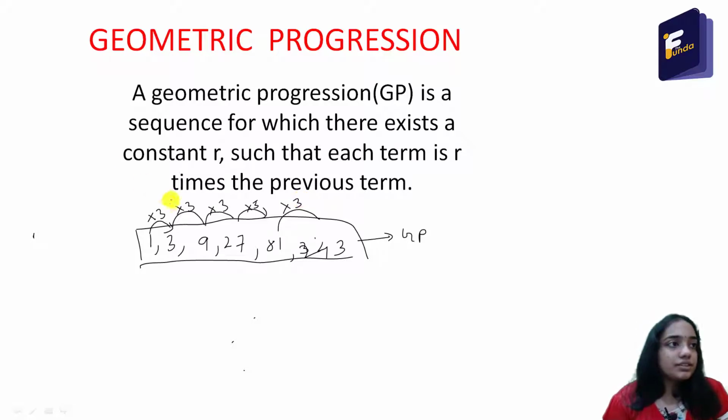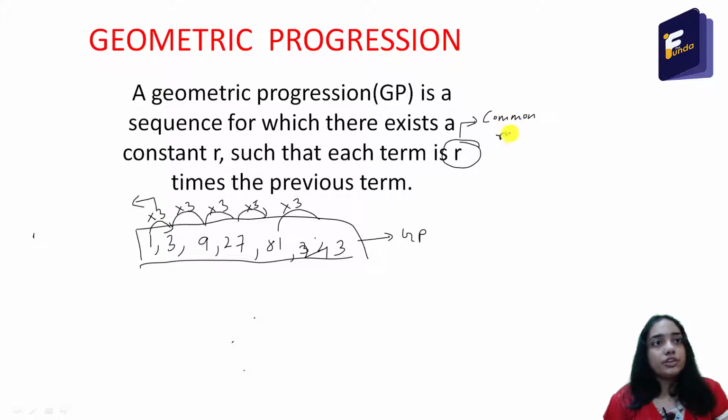So this fixed number that we are multiplying, we have already called it r. This r is also known as the common ratio. Okay, common ratio. As in AP we had discussed that the term d that is added to each term to get the next term is known as the common difference. Similarly here, the number that is multiplied to each term to get the next term is known as the common ratio. Okay, it's just a name of the fixed number, that is r.